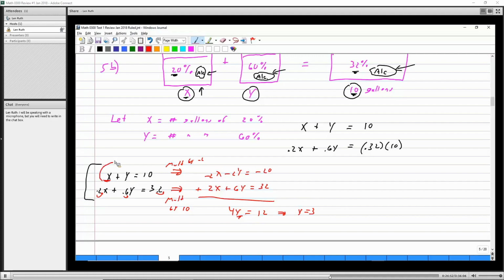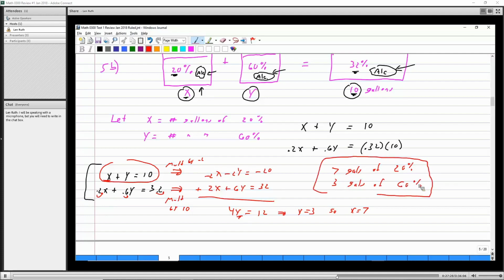And then remember, x plus y is 10. There's 10 gallons total. So obviously, if y is 3, x is going to be 7. Then it's good to write the answer in words. X is the number of gallons of 20%. So 7 gallons of 20%. And y was the number of gallons of 60, so 3 gallons of 60. Okay, that adds up to 10, so that part at least is right.